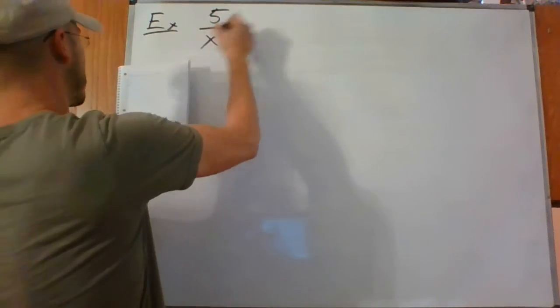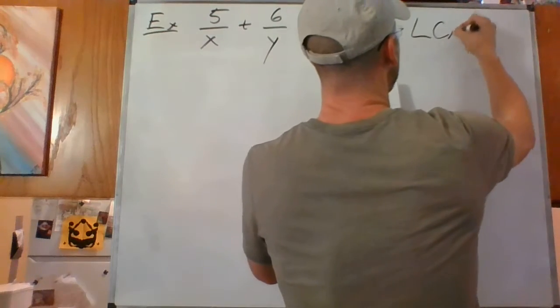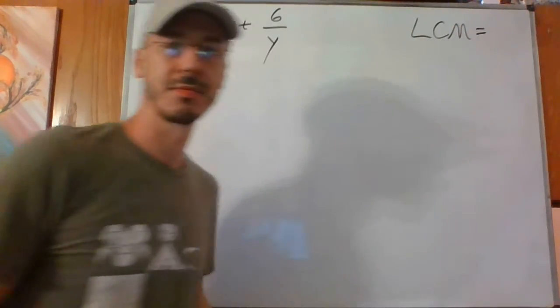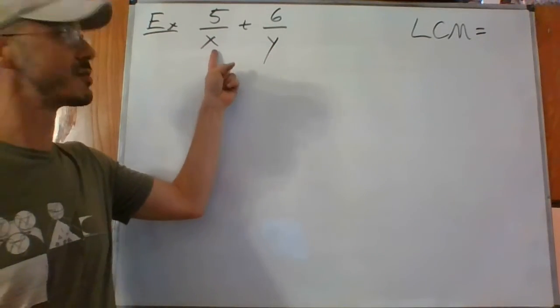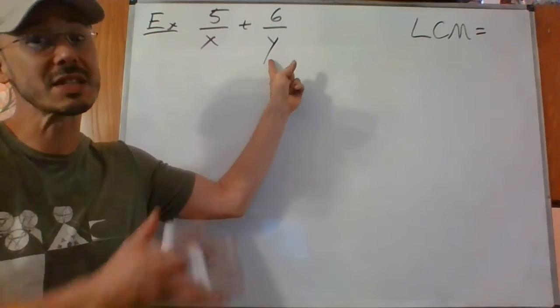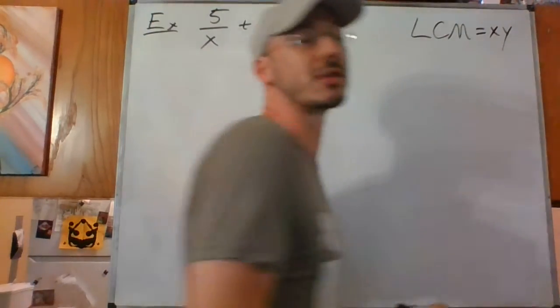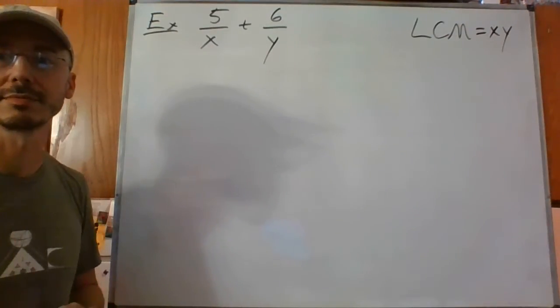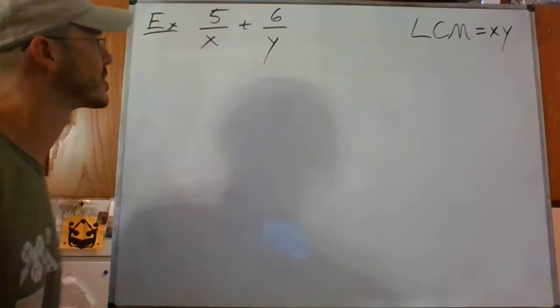So in this example, we're going to do 5 over x plus 6 over y. The LCM, in this case, there's 2 denominators. Each only has 1 factor, though. This is a factor of x, this is a factor of y. They're not the same, so I need a factor of x and a factor of y. That's it for this one. No binomials going on downstairs.